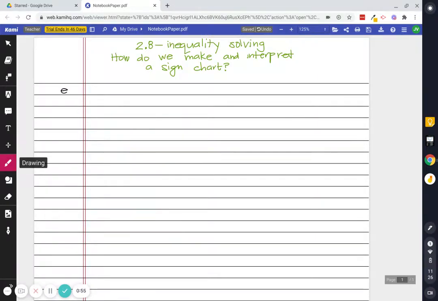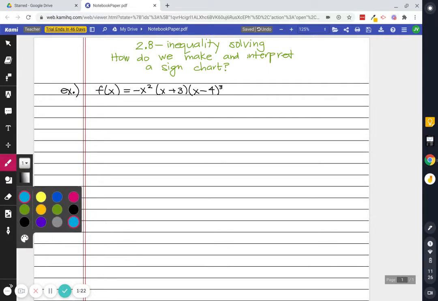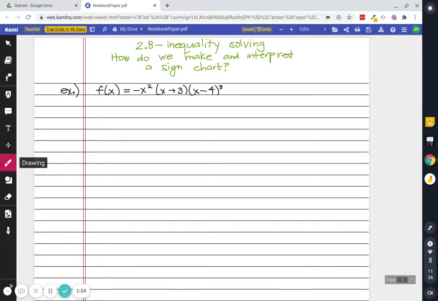Here's our first one. I'm given f of x. Right now we're just going to talk about making a sign chart. I promise we'll talk about how to use one in one of the later examples. So here's some polynomial. And the reason it's in factored form is it's going to be a lot more helpful for us to have it in factored form. So let's run through some information for this particular polynomial.